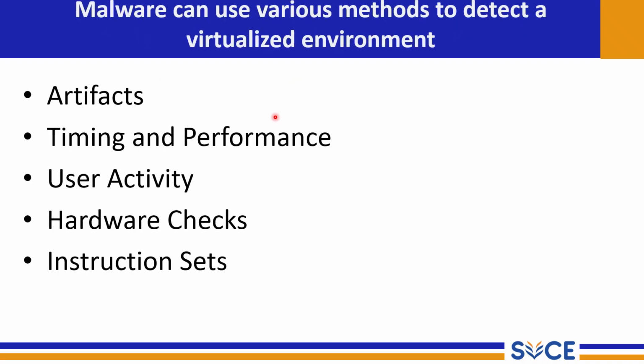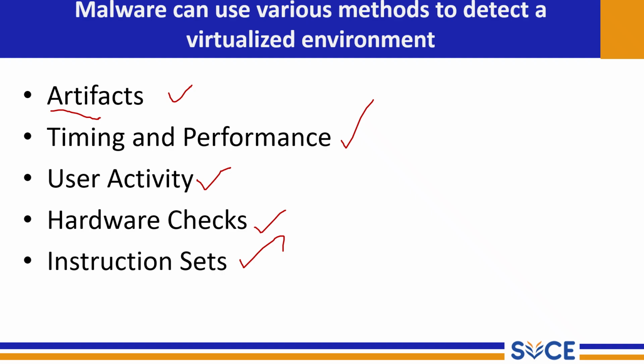Next slide: how the malware can use various methods to detect a virtualized environment. That is how the anti-VM techniques work. First, artifacts; second, timing and performance; third, user activity; fourth, hardware checks; and last, instruction sets. So first of all, artifacts: searching for files, drivers, or registry entries common to specific VM software like VMware or VirtualBox.